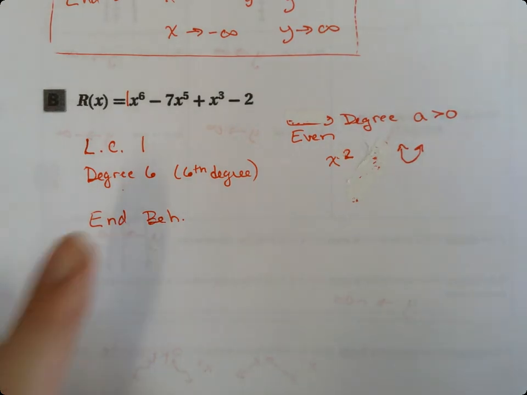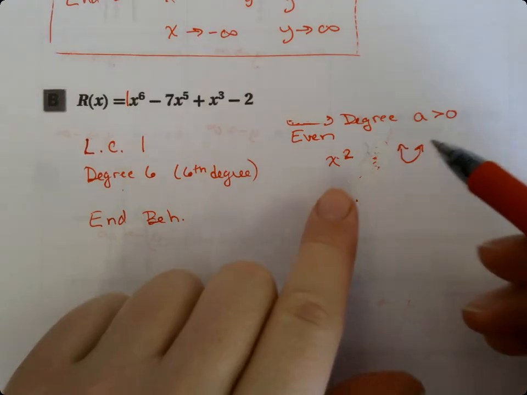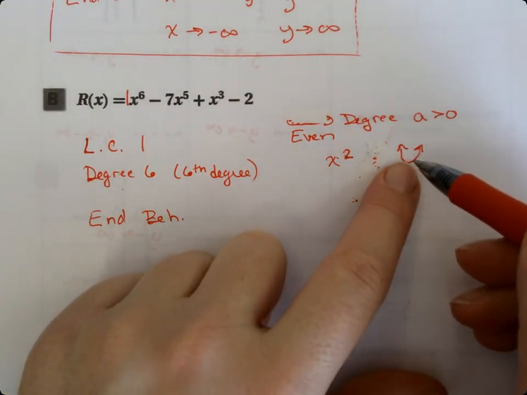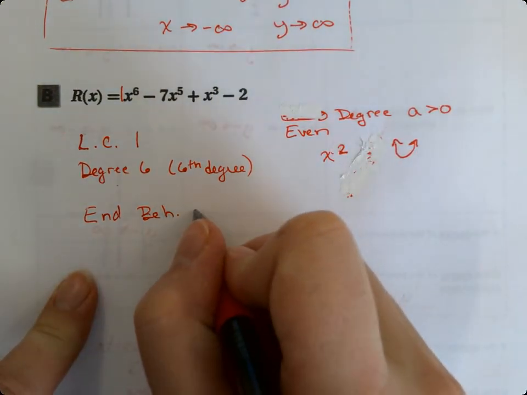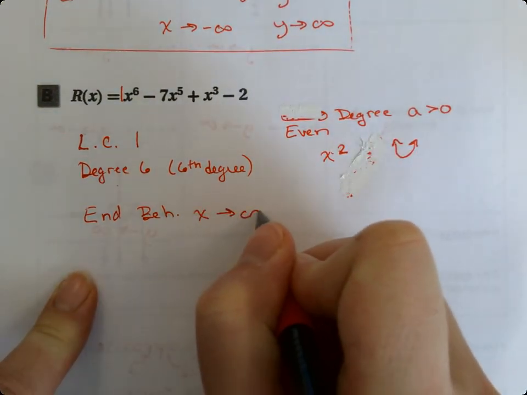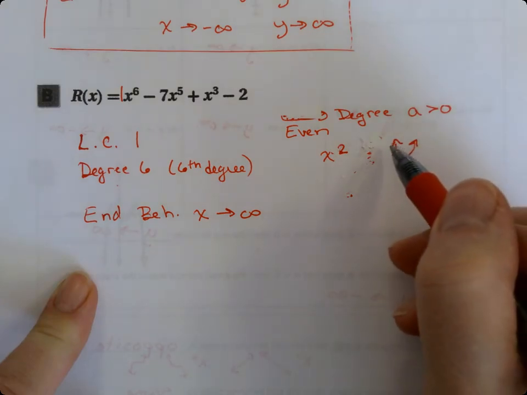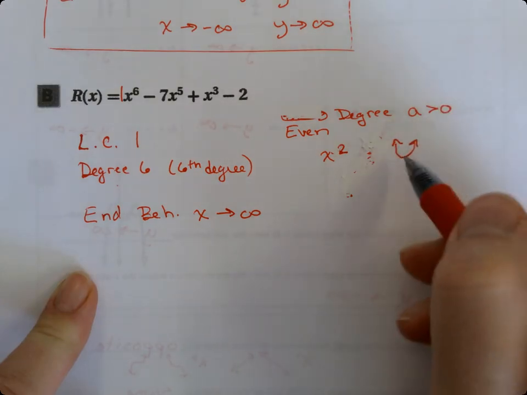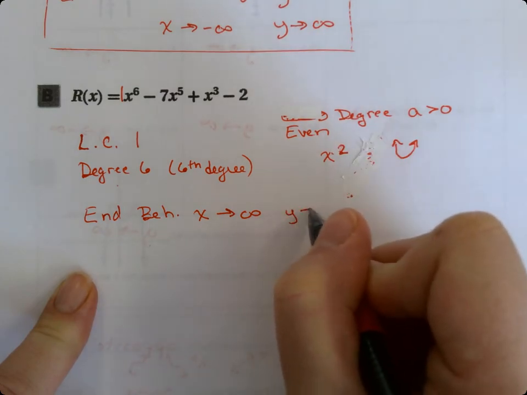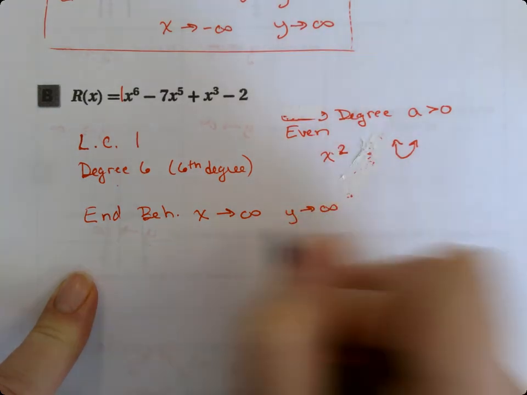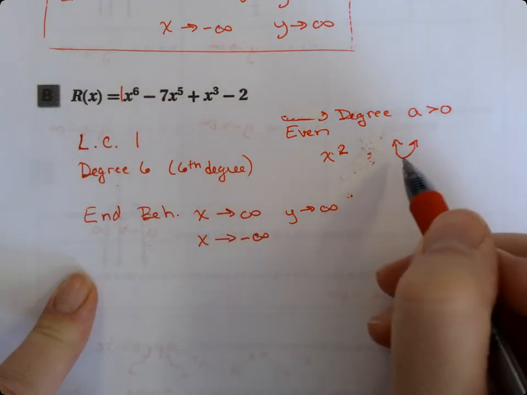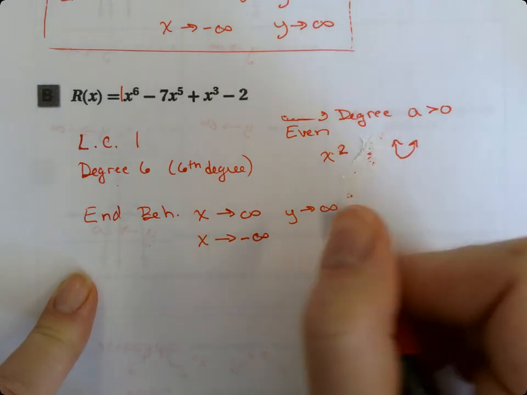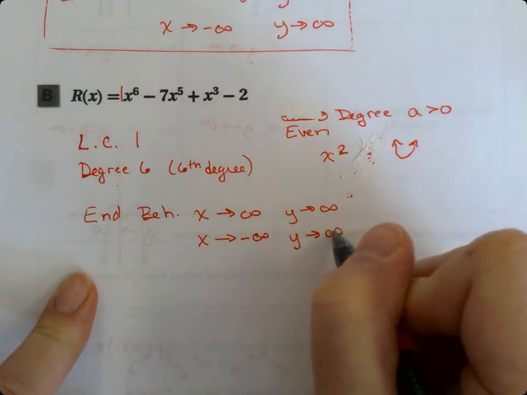So that's what's nice. Even powers or even degrees will have the same end behavior where both of the y values are going to increase because a is positive. So as my x reaches positive infinity on an even degree with a positive leading coefficient, my y value is going to approach positive infinity. As my x value approaches negative infinity, I'm going to the left. My y value is still approaching positive infinity.